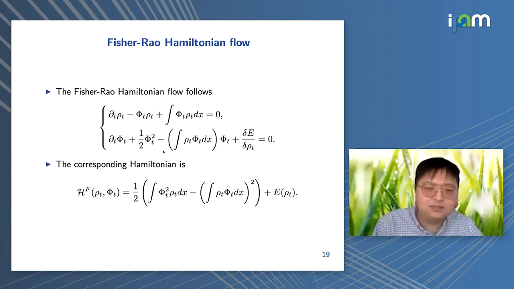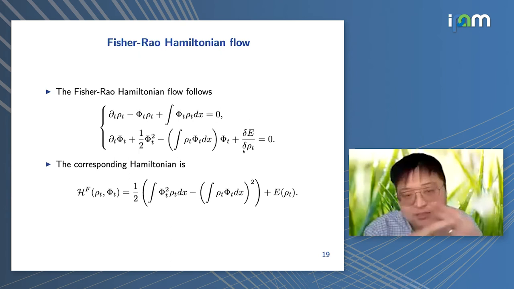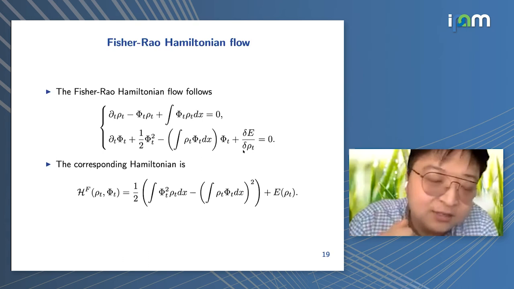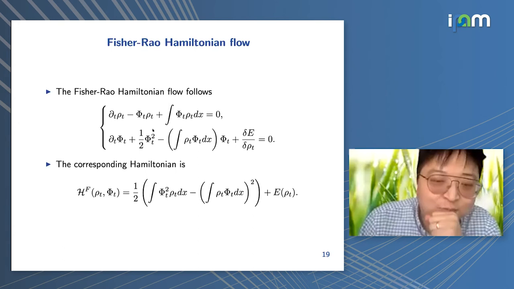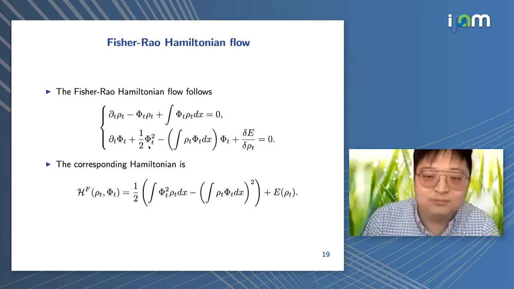So you can still think of the Fisher-Rao type of primal-dual system here from rho to phi, and it is kind of like a Fokker-Planck equation plus a Hamilton-Jacobi equation. The only difference is that we don't have the gradient here, so it's kind of a very simple Hamilton-Jacobi equation. So sometimes you can even solve it explicitly.